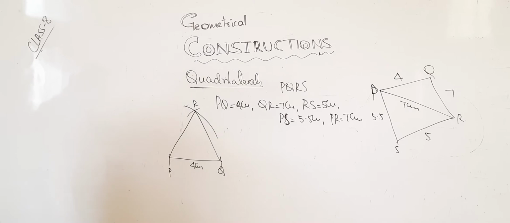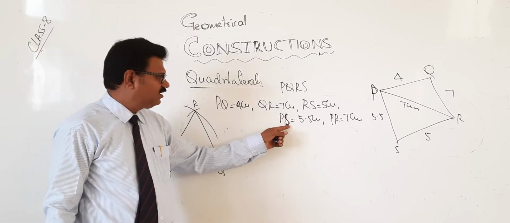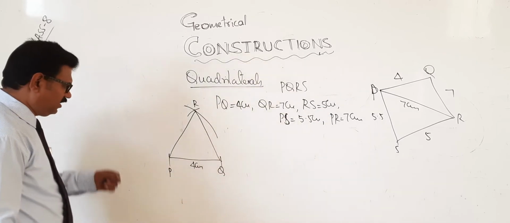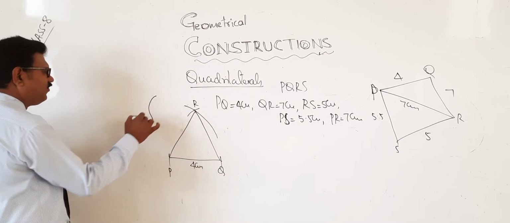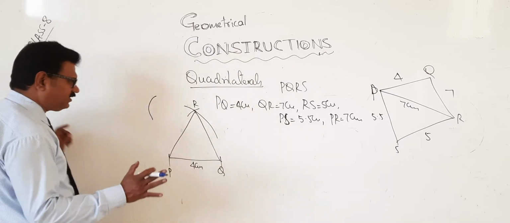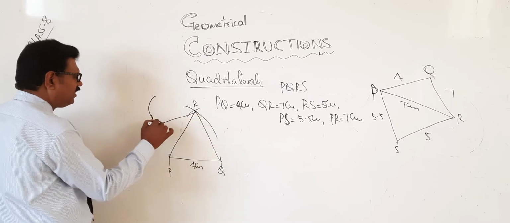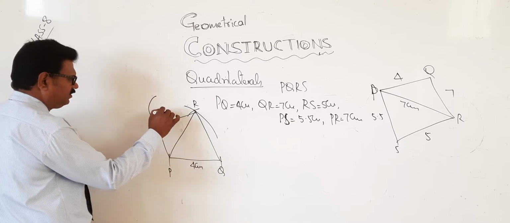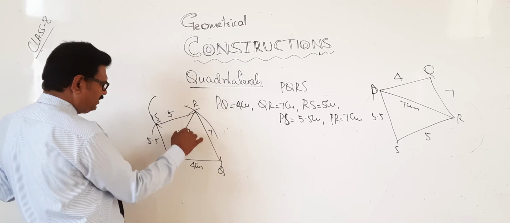Now PQR. SR, how much is there? 5 centimeters. Okay? From here you draw an arc of 5 centimeters. Now PS is 5.5. Take the compass and take 5.5. Keep it on this. So this is nothing but S. 5.5, 5.5, 5, 7, 7.